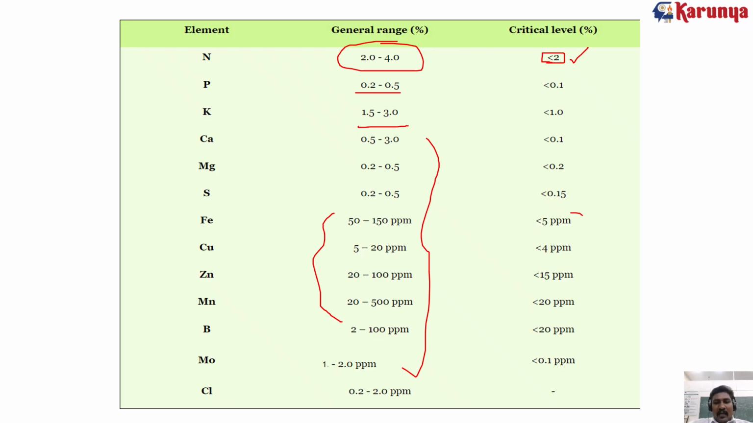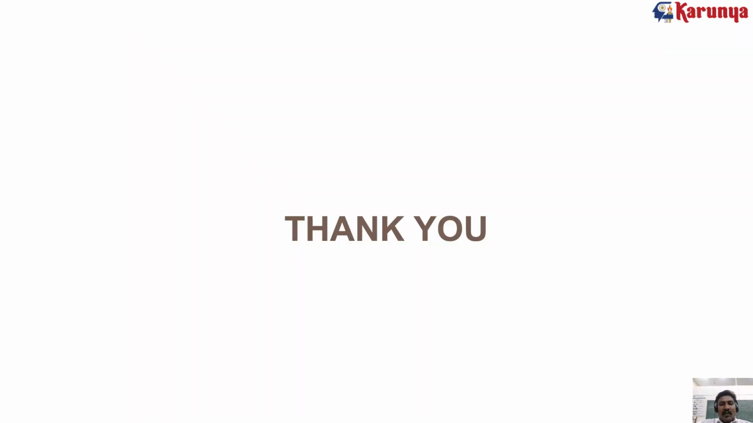So definitely the plant should have this much, like 5 ppm, 4 ppm, 15 ppm of nutrient. With respect to the element, it will differ. So it is very important to maintain the nutrient concentration in the plant. So this is all about soil fertility evaluation through tissue tests or whole plant analysis. Thank you.